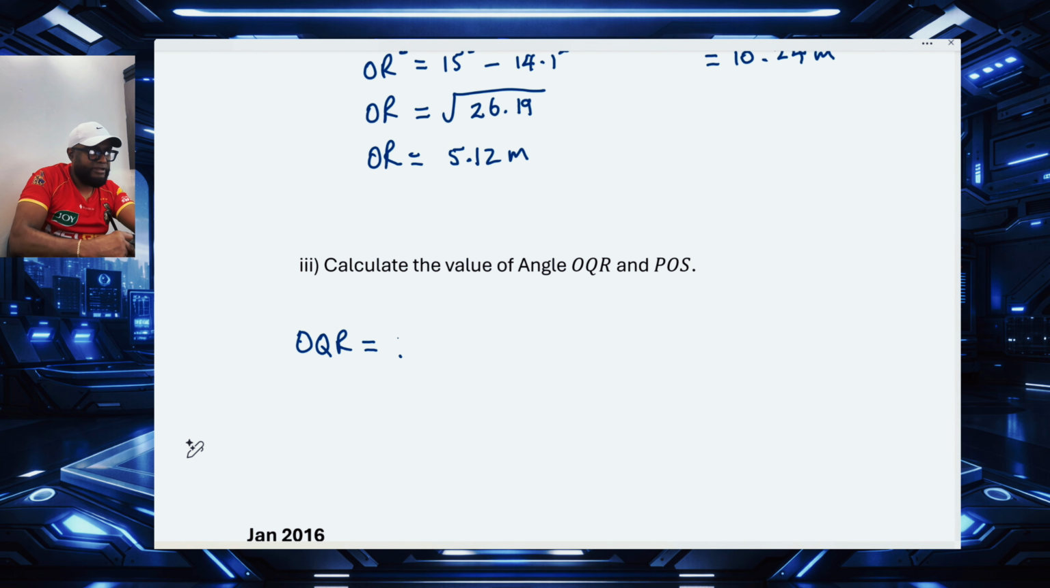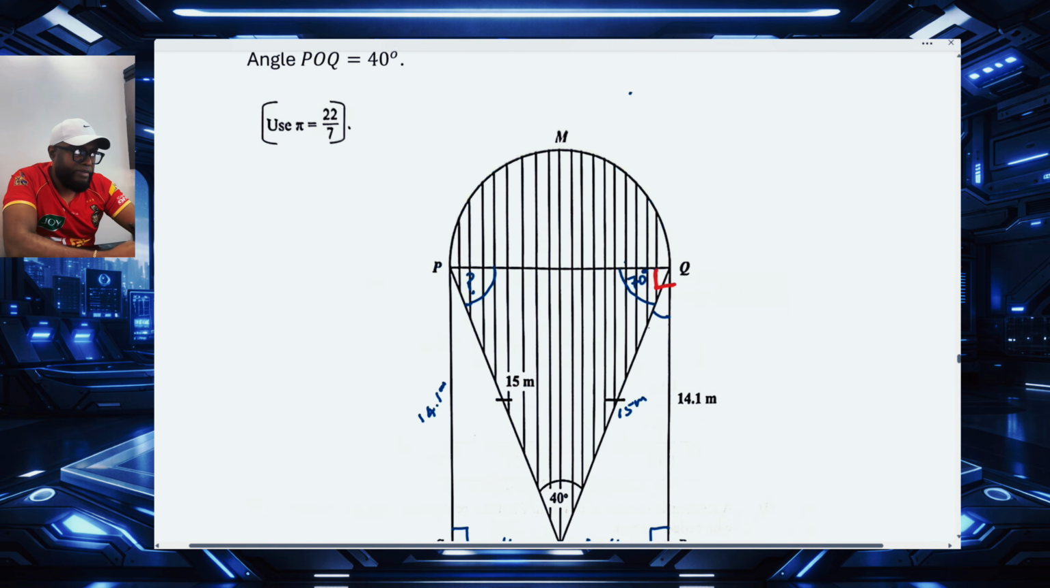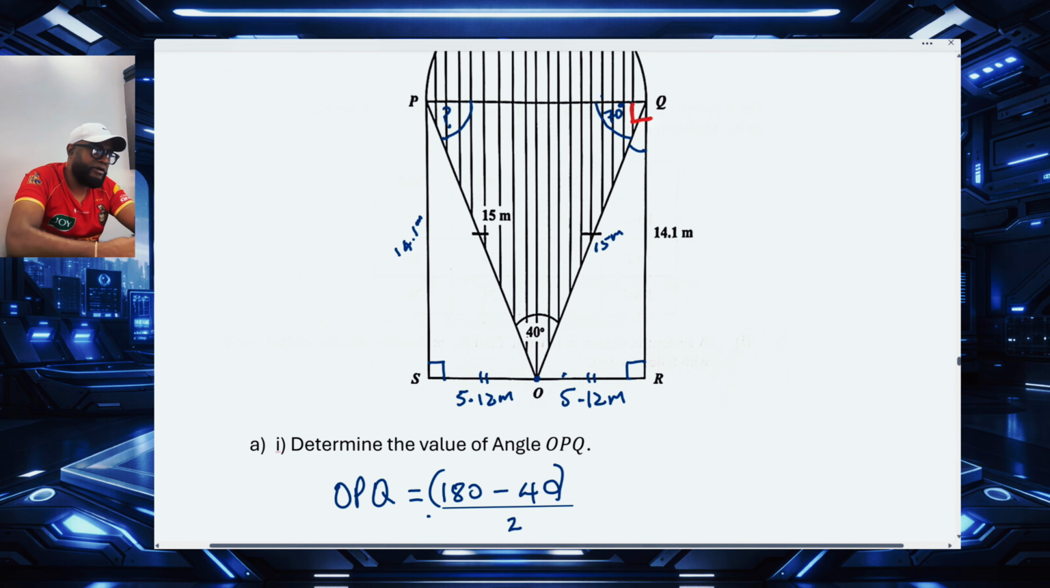So OQR is equal to 90 minus 70, which is equal to 20. Now let me do P to O to S. That's down here. What are all the ideas down here?